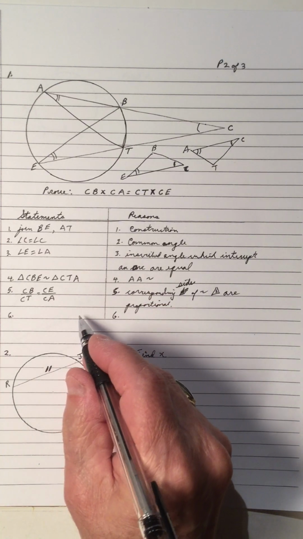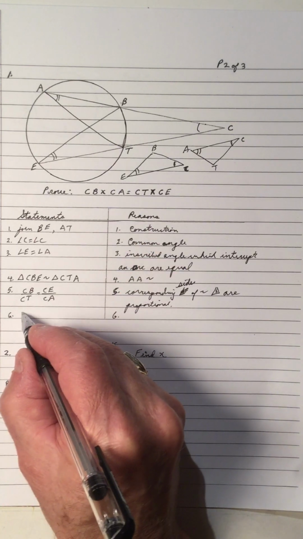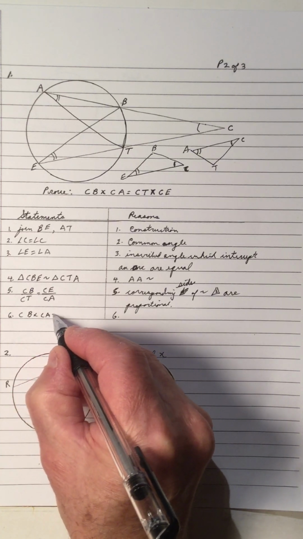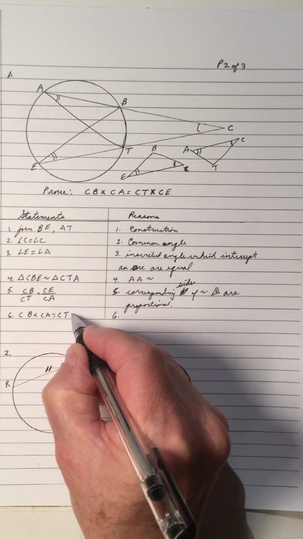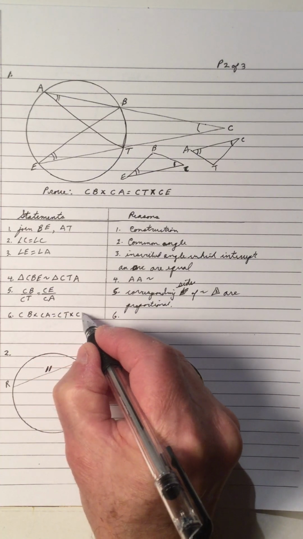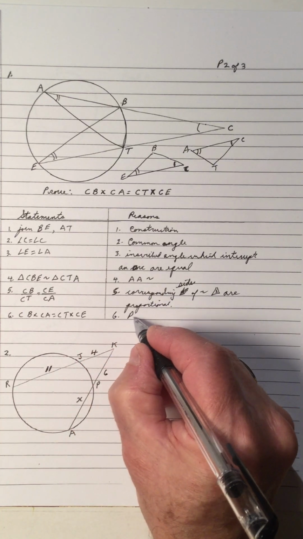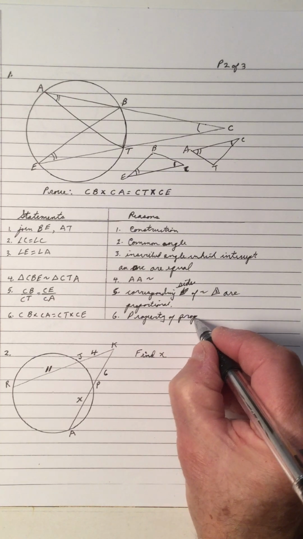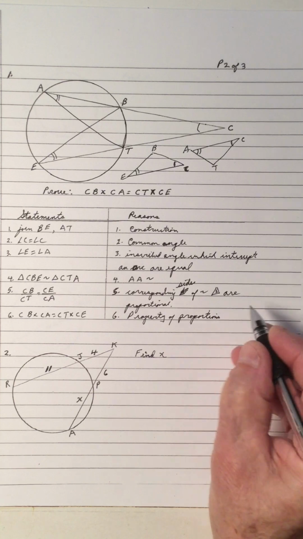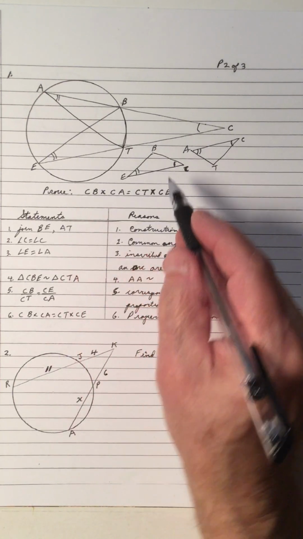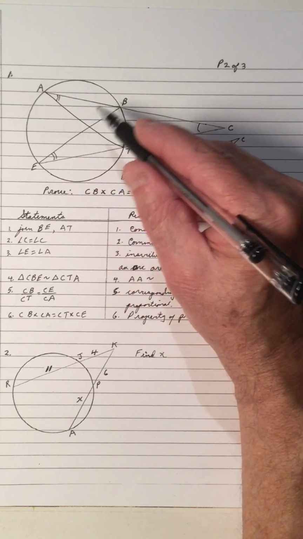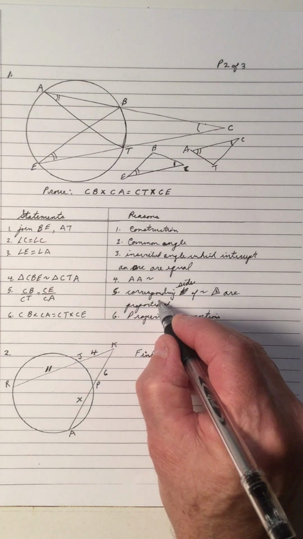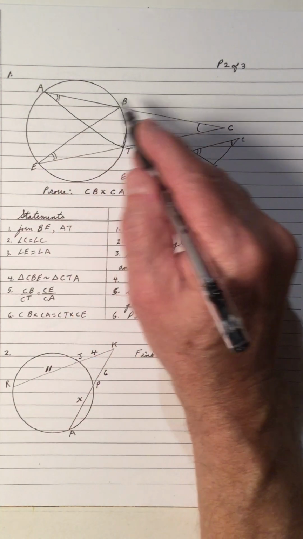And number 6 is that we cross multiply: CB times CA is equal to CT times CE. And that's the property of proportions. You can cross multiply. So we had the proof done, but we had to draw the two segments to get the triangles and get two pairs of angles equal. So that's the proof. I call the proof a product of the secants.